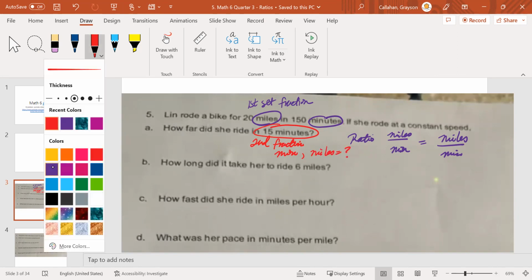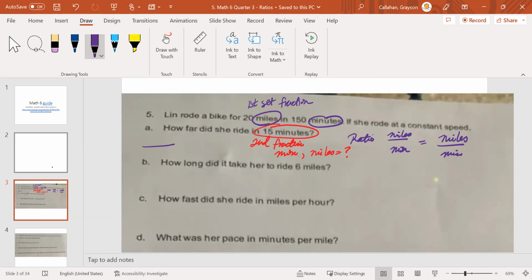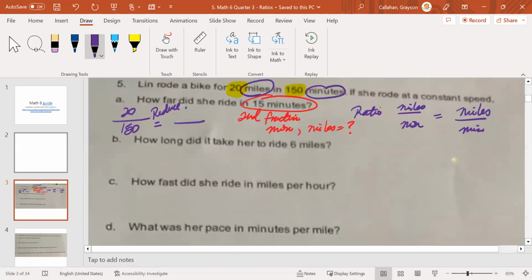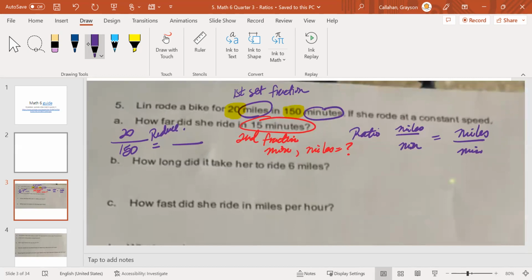So let's set this up. When you set it up, it's miles over minutes. It's going to be the one that they give you first. So you put 20 over 150, but you want to reduce it as much as you can. Even if you don't reduce it, your answer will still be the same, but if you have a lot of big numbers, it's going to be hard for you to find the actual answer. So first things first, the 0 cancels. Do you see that? So you get 2 over 15. That is your fraction.